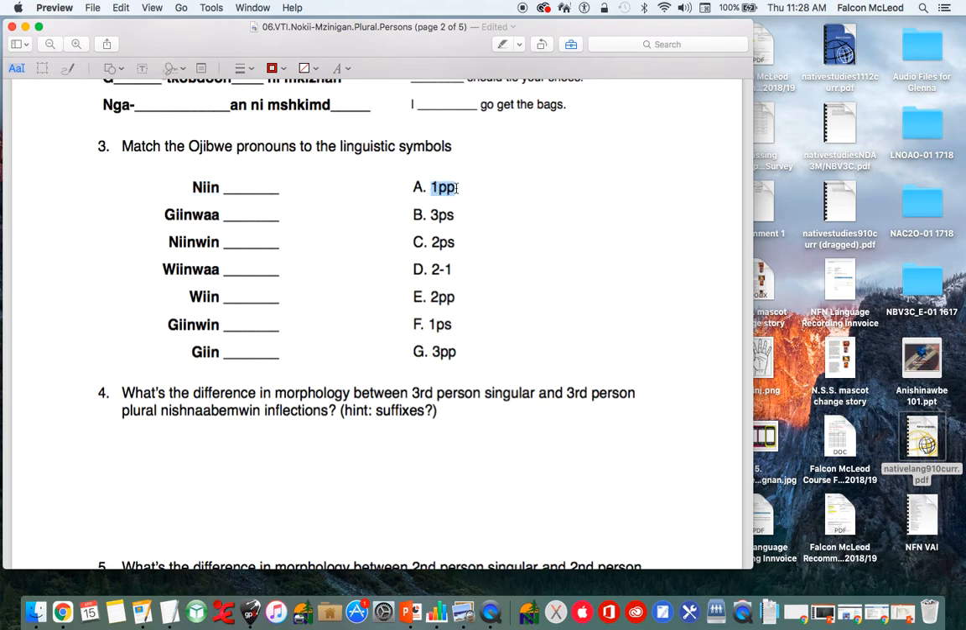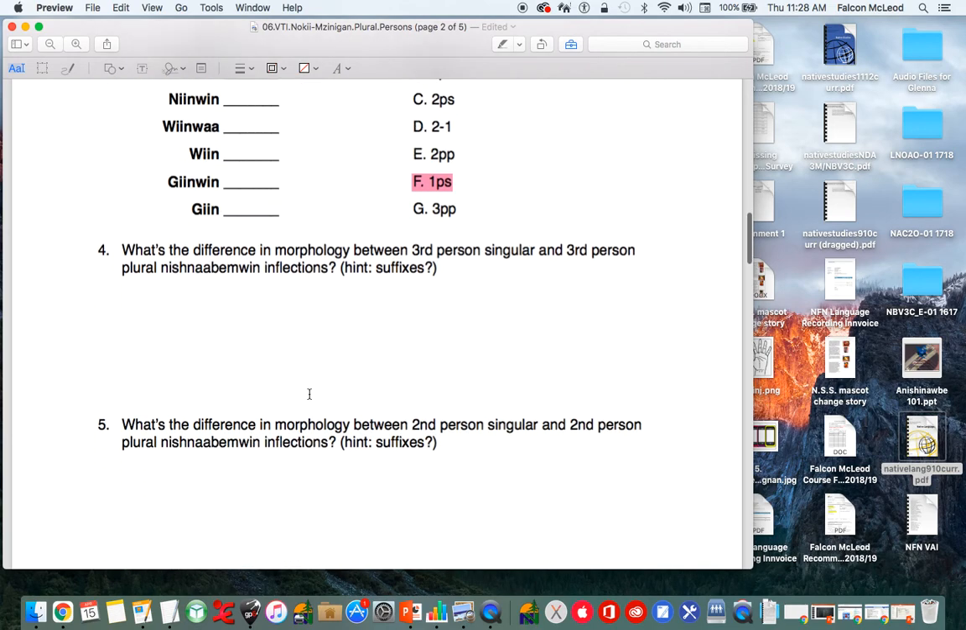So this is first person plural, third person singular, second person singular, the 2-to-1, second person plural, first person singular, F. There we go. I'll put an F here. Cross it out so you don't use it later. So that's all you got to do for this section here.